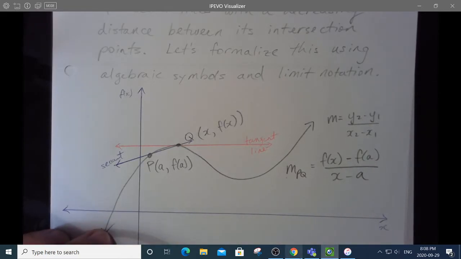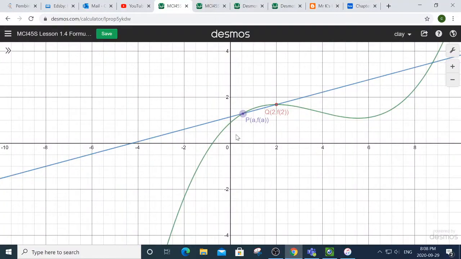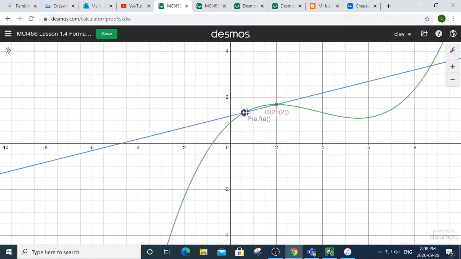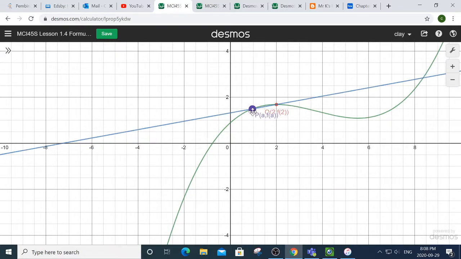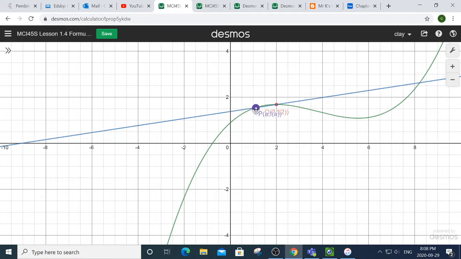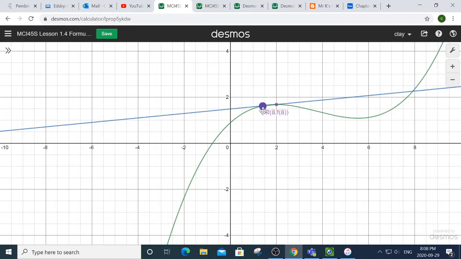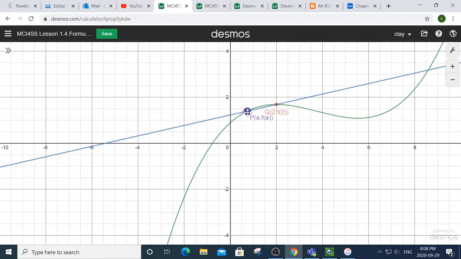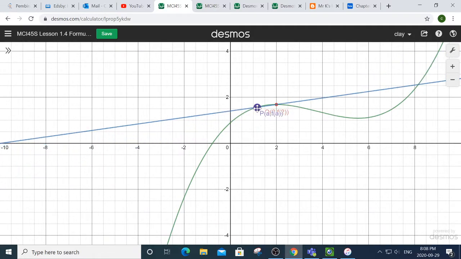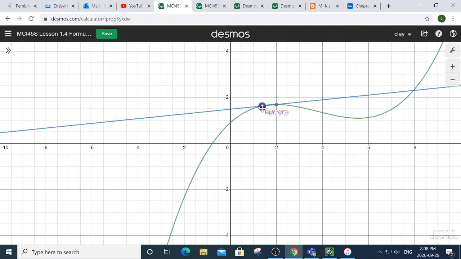And again, take a quick look at the graph. As I shrink this distance, notice what happens. The slope of the secant line is changing, right? It is definitely getting closer and closer to, I think, might be about 0. But I want to know what happens as the distance from P to Q gets infinitely close.